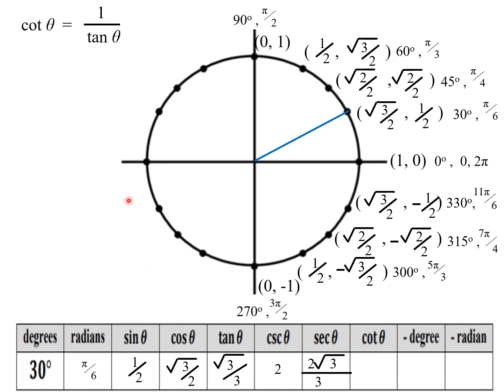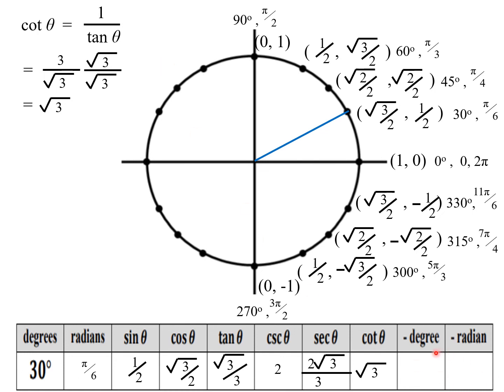Okay, what about the cotangent? The cotangent is 1 over the tangent. But we know what the tangent is. The tangent is √3 over 3. So the reciprocal of the tangent is the reciprocal of √3 over 3, which is 3 over √3. And that becomes, after multiplying, the √3 and the √3 in the denominator multiply to 3, which cancels out with that one, and we're just left with √3.